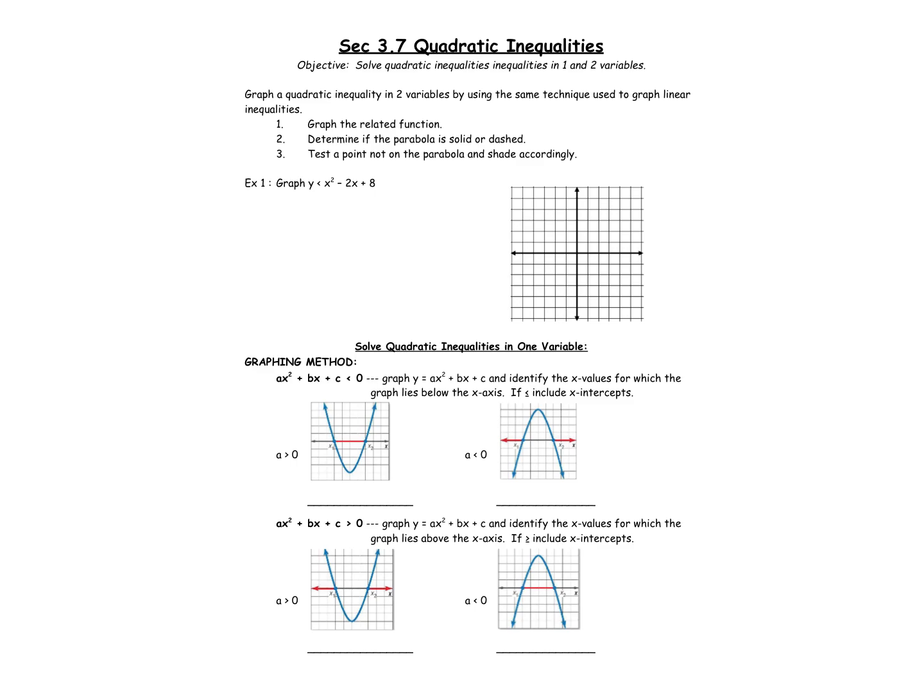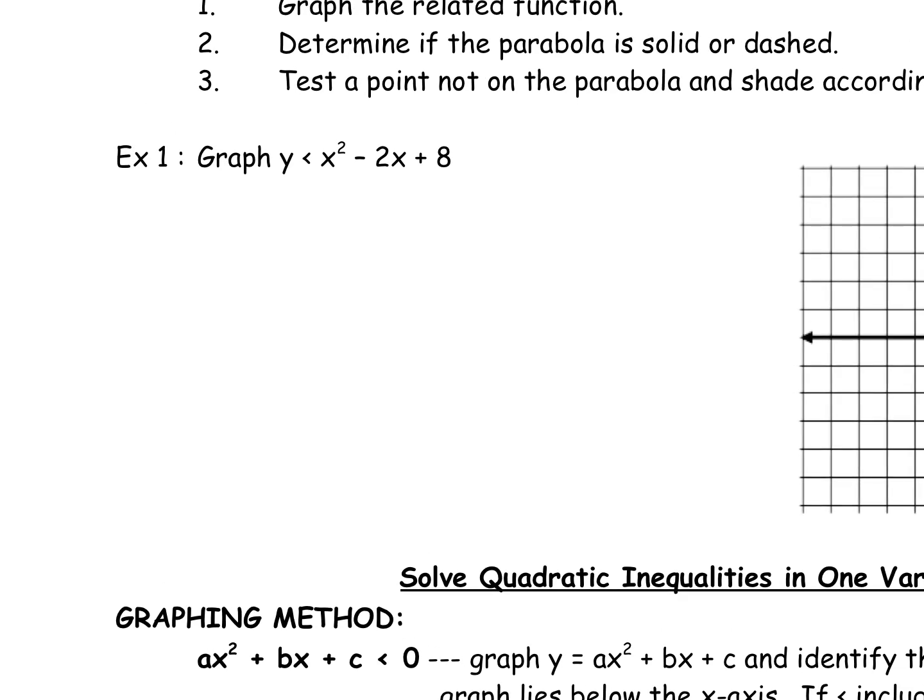So to start off with, the first thing we're going to do is change this to y equals x squared minus 2x plus 8. So from there, we need to find our axis of symmetry. So x equals negative b over 2a. So 2 over 2 times 1. 2 times 1 is 2, so 2 over 2 is 1.